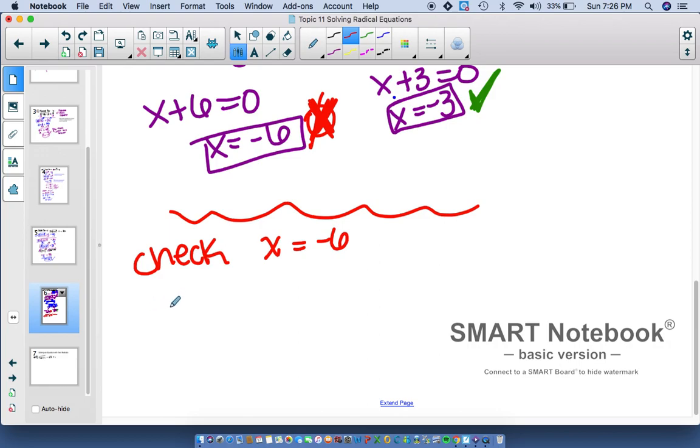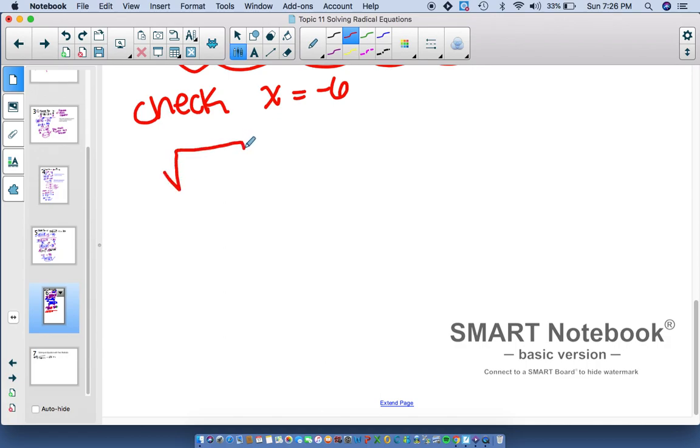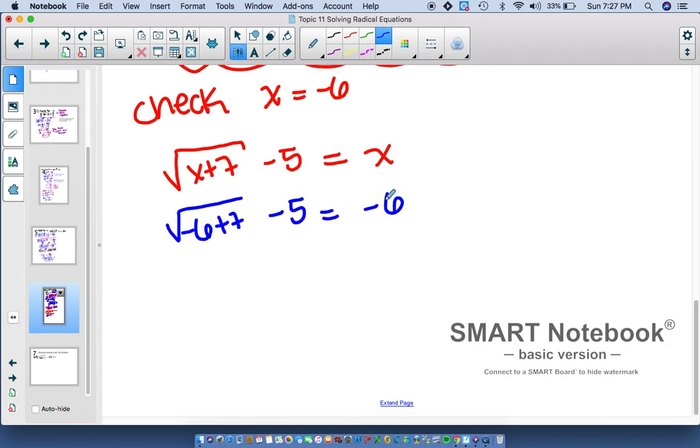Okay, so what was the original? It was, let's see, need more space. Okay, square root of x plus 7 minus 5 equals x. Okay, so don't let the fact that there's an x over here confuse you. Just plug in negative 6 wherever you see an x. So this is going to be negative 6 plus 7 minus 5 equals negative 6. So here I have to plug in my x, which is negative 6, because that's what I'm trying to check. Okay, negative 6 plus 7 is a 1. Minus 5 equals negative 6.